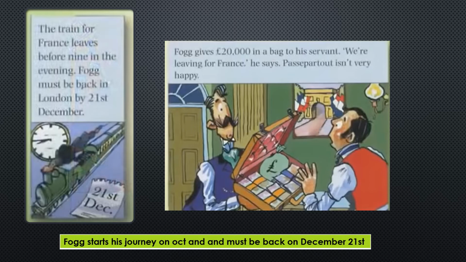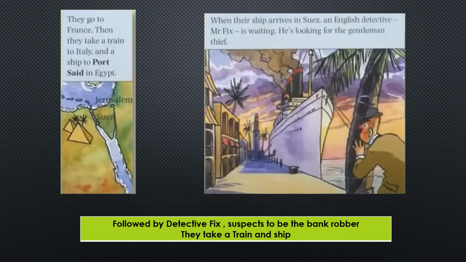Fogg gives his servant £20,000 in a bag, and they all leave for France. But his servant Passepartout isn't very happy. So Fogg takes £20,000 for his expenses to move all around the world, and he also takes his dear servant Passepartout with him. They start off their journey and they go to France. Then they take a train to Italy and a ship to Port Said in Egypt.